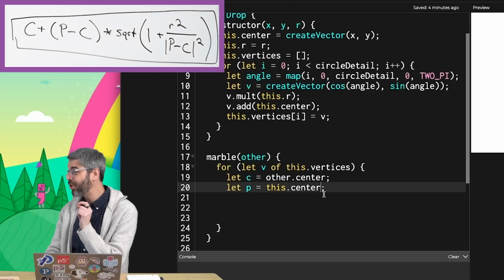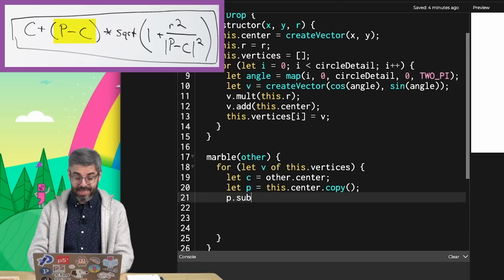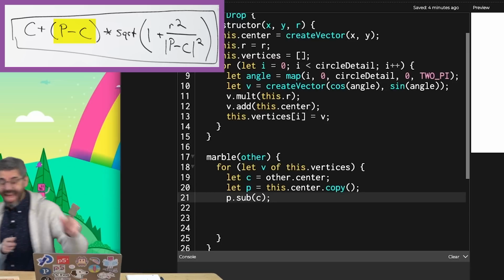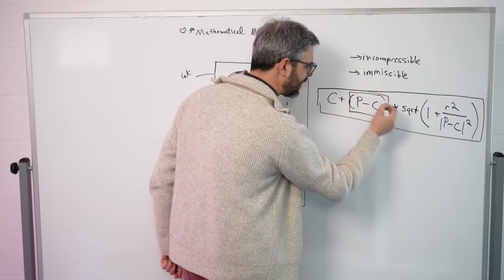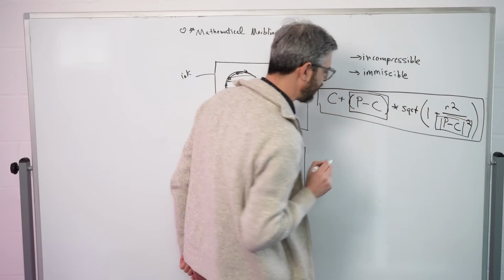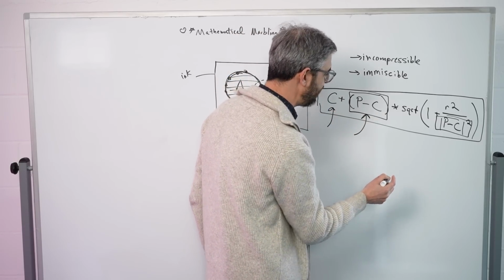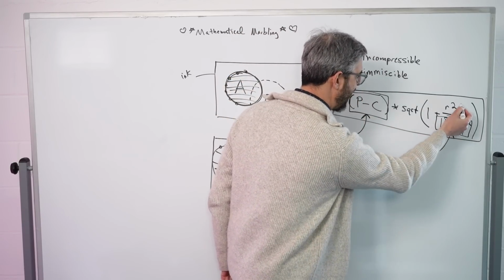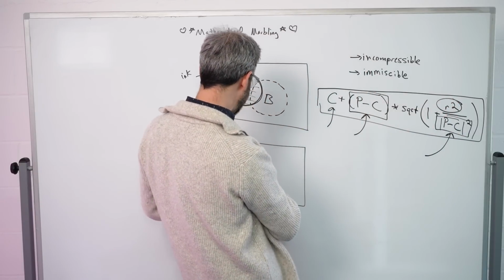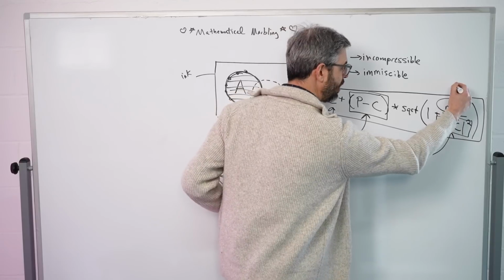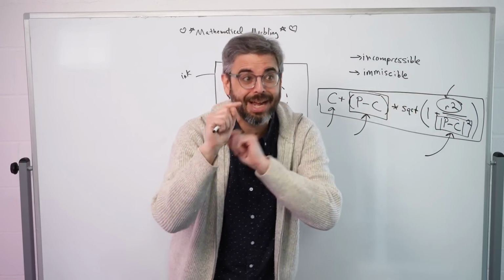And what I'll do is I'll make a copy of it. This way I can say P sub C. And now P is the vector P minus C, which is in both of these places. So I have C, I now have P minus C, and I have P minus C. I have R, which is other dot R, and square root I could do. So I have all the components of the formula now that I need.